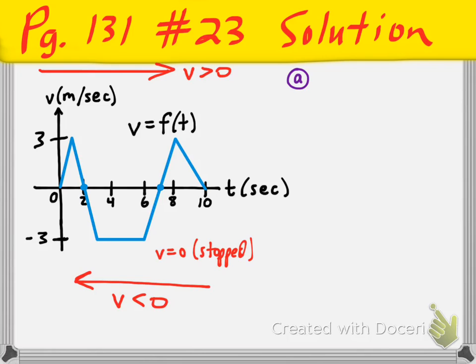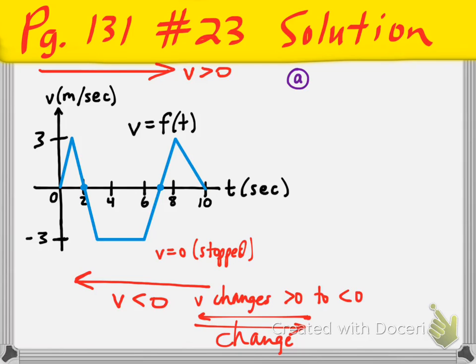And if the velocity changes from positive to negative, it means it's going to the right, and then it stops and it goes to the left, meaning the velocity changes from positive to negative. That means it changes direction. So keep in mind, velocity changes positive to negative, goes from right to left, changes direction, or left to right, changes from negative to positive. Well, let's take a look at the graph and let's see if we can answer part A.